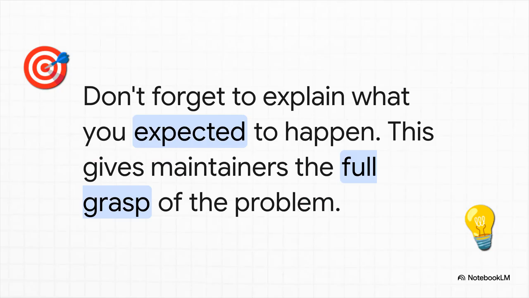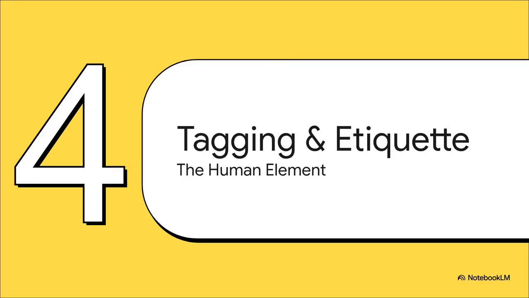And one last thing to make your report complete, you've got to close the loop. Don't just show what went wrong. You have to clearly state what you expected to happen. This gives the maintainer the full picture so they can really understand the problem from your perspective. Okay, we've totally nailed the technical side of the report, but that's only half the battle. Now let's talk about the human element, because at the end of the day, open source is all about people, and how you communicate can make all the difference.